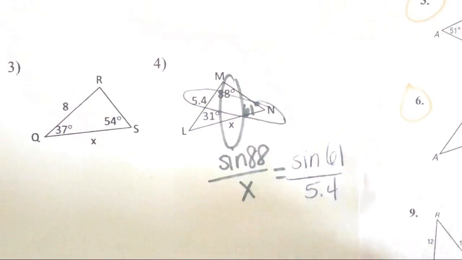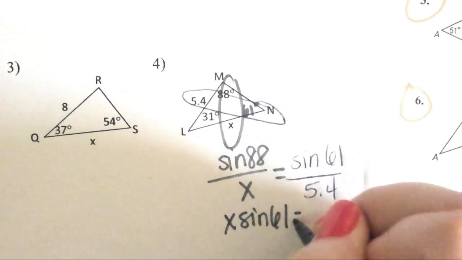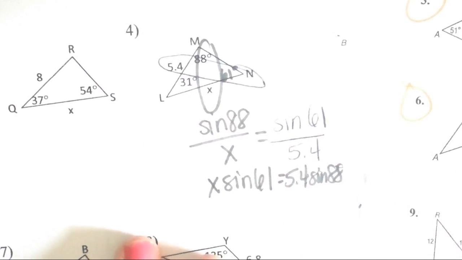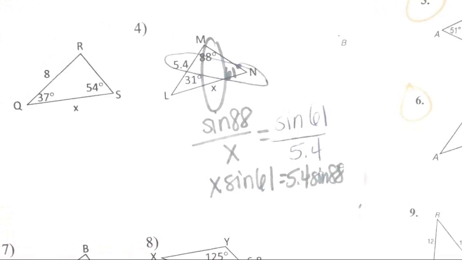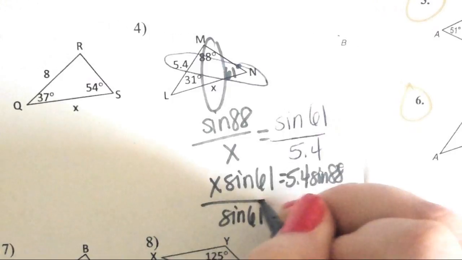Okay, so again, Katie's at 3 out of 5 points for this. She gets her 4th point for trying this off. So x sine 61 equals 5.4 sine 88. She's got to get x by itself, so what does she do? Divide by sine 61.